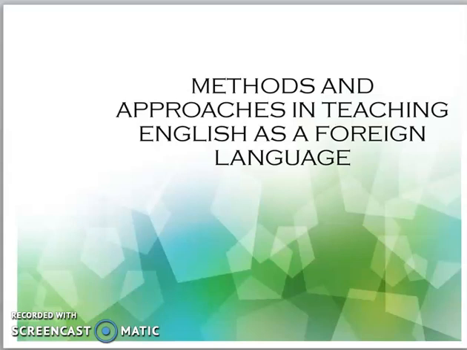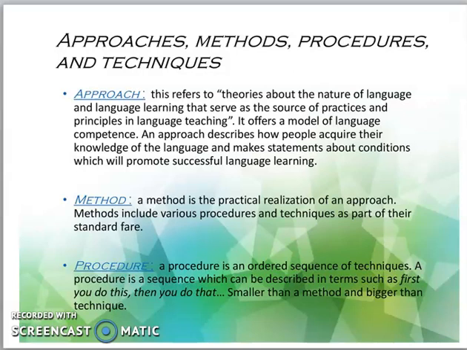So, dear students, today at our lesson, we will speak about methods and approaches in teaching English as a foreign language. Approaches, methods, procedures, and techniques. So, dear students, let's start first with approach.